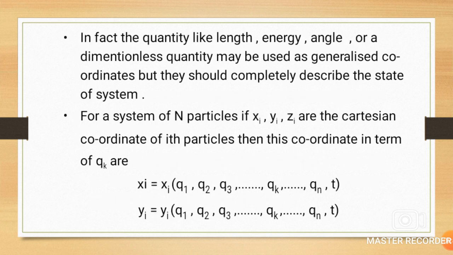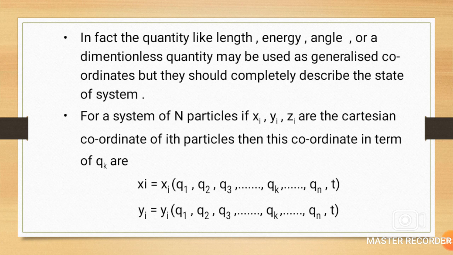In fact, a quantity like length, energy, angle or a dimensionless quantity may be used as a generalized coordinate, but it should completely describe the state of the system. Generalized coordinates are those coordinates which help us to describe the state of the system, but they should describe it completely, not incompletely. It may be sometimes length, energy or even a dimensionless quantity.